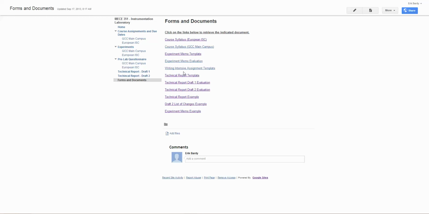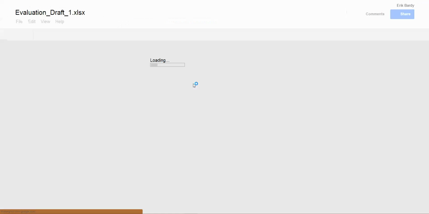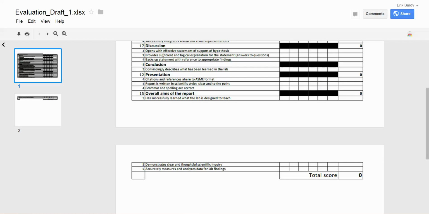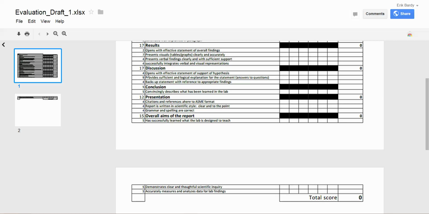For one, of course, there's the evaluation. If you go to Technical Report Draft 1 Evaluation, down to discussion, here you can see how your discussion is going to be evaluated. There are 3 criteria. 1, it opens with an effective statement of support of the hypothesis. 2, it provides a sufficient and logical explanation for the statement. Basically that refers to answering the questions in the lab. And then 3, there's a backup statement with reference to appropriate findings. So those are the 3 parts that the lab is going to be based on.